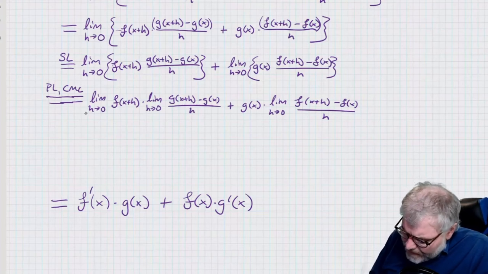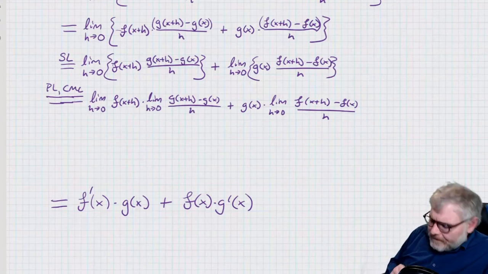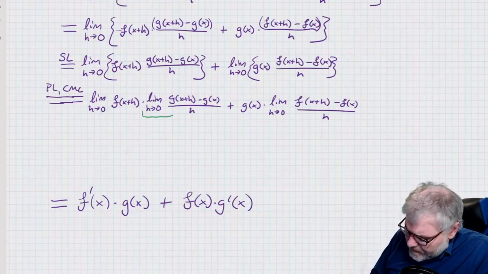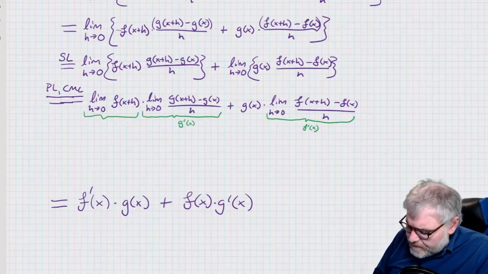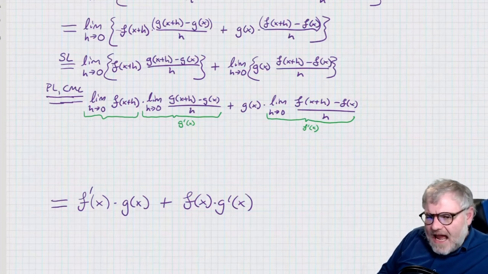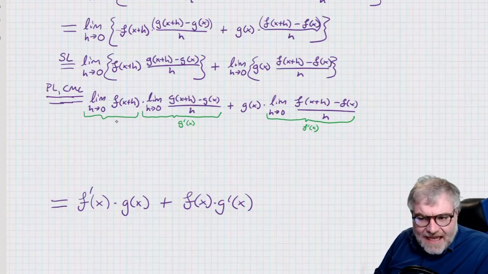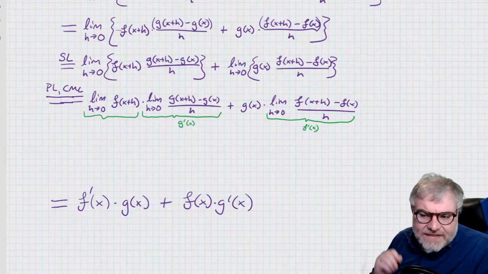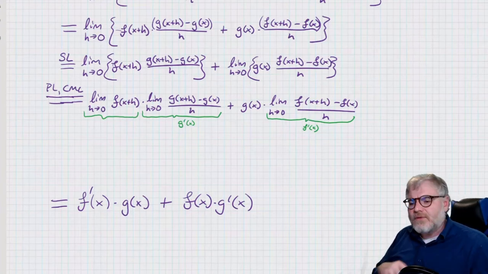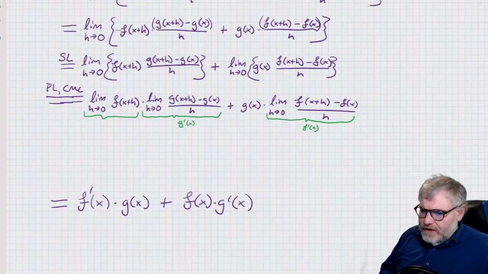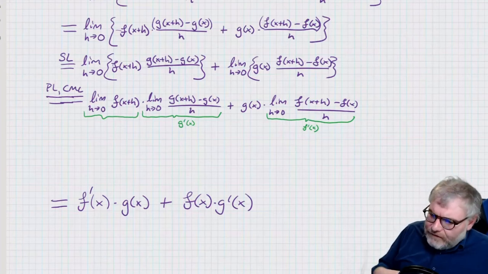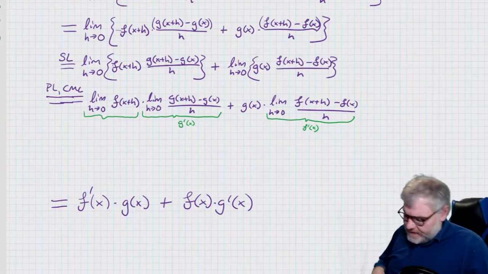How do I deal with this? Well, I already said it. Let's just label these things. This right here becomes g prime. Now this right here, since f is continuous at x, I can directly substitute it in. I know that f is continuous because f is differentiable. So remember that if I'm differentiable, I'm also continuous.